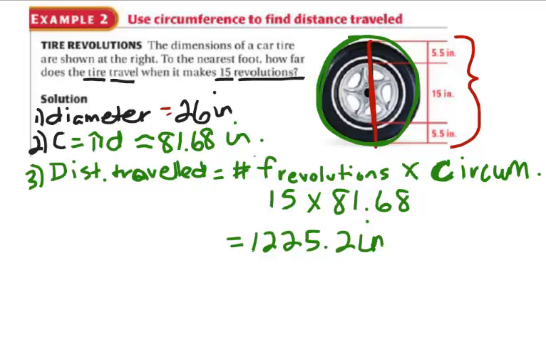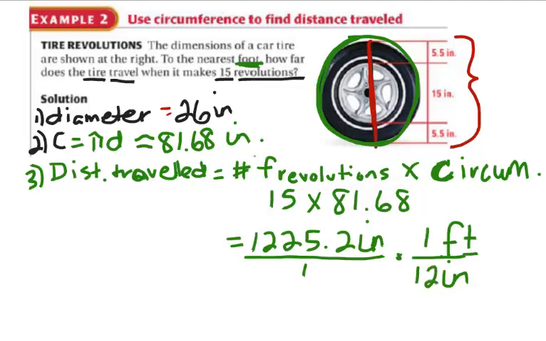Know that this is in inches. Pay attention to the problem right up here, which said to the nearest foot, so we have to convert this. To convert, I'm going to put that over 1 and multiply by a conversion where I have inches on the bottom, so that my inches cancel, and feet on the top, because feet is what I want to convert to. How many inches are there in 1 foot? There are 12 inches in 1 foot.